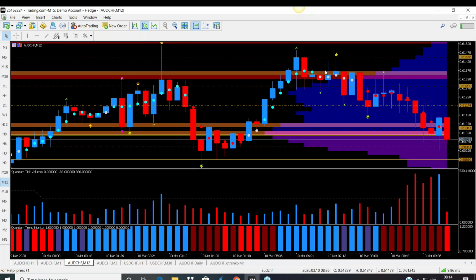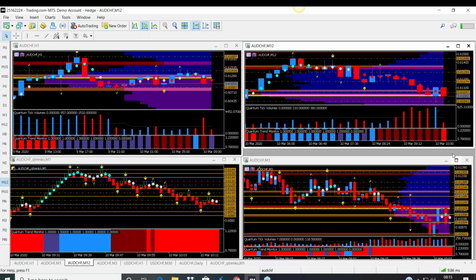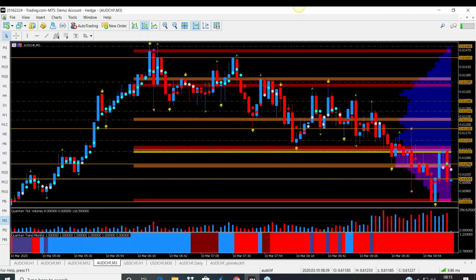Looking down at the 12-minute, I can see again it's gone back to the volume point of control. This is the little move higher, this is the move lower, and we're back in a kind of congestion. We've just had London open, so there's no firm direction yet, one way or the other. On the 3-minute chart, we've had a trend, a move down. Now we've got an attempt to rise back to the volume point of control. We've got a 2-bar reversal here, but look at that move.